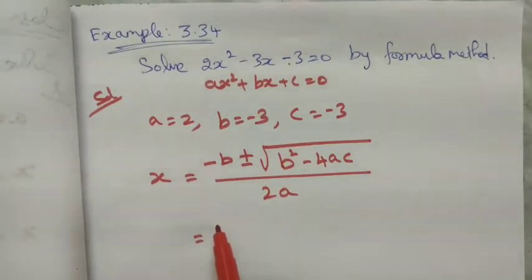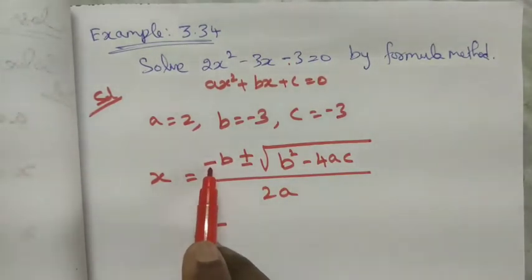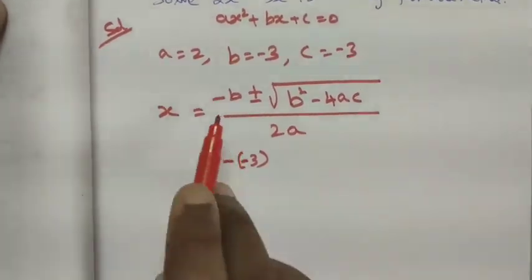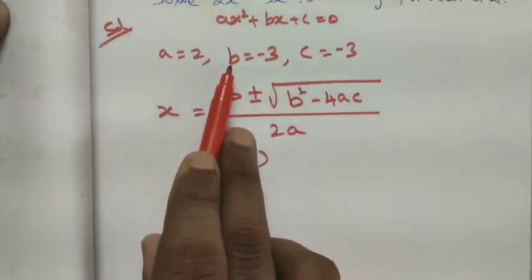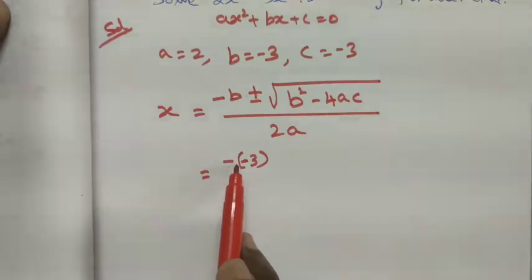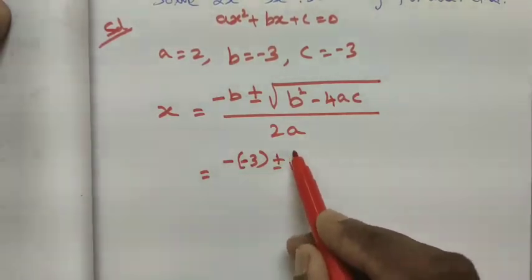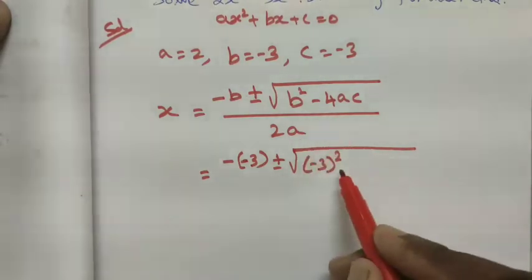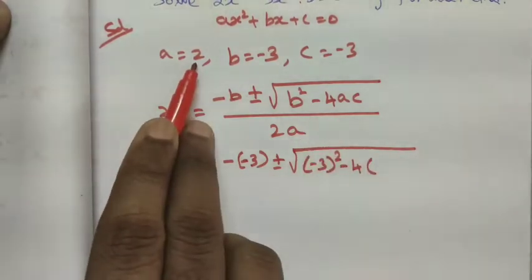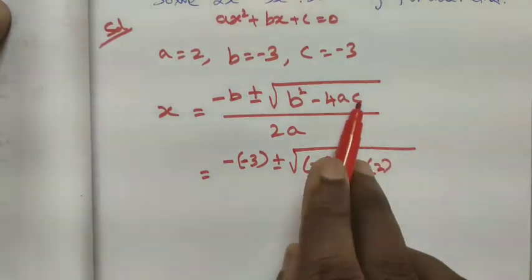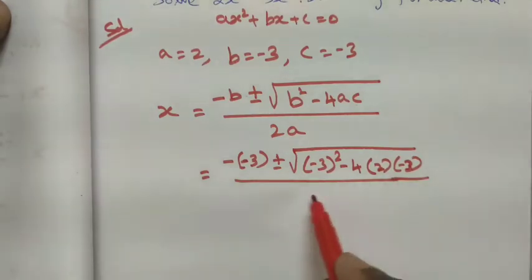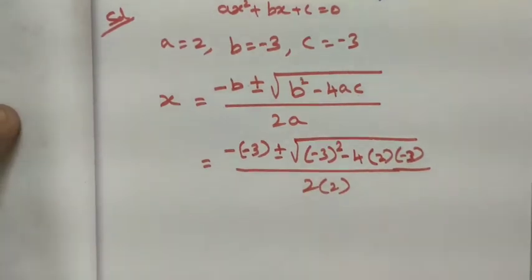This term is equal to minus of, in the formula we have minus, what is the b value? Minus 3. So here we must be very careful. In the formula we have minus and the b value is also minus, right? So minus of minus 3 plus or minus root of b square, means minus 3 whole square, minus 4 into, what is in the place of a? 2. In the place of c, minus 3, whole divided by 2 into a is 12, right?